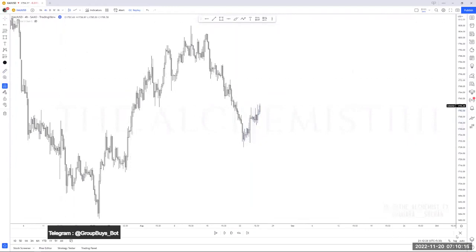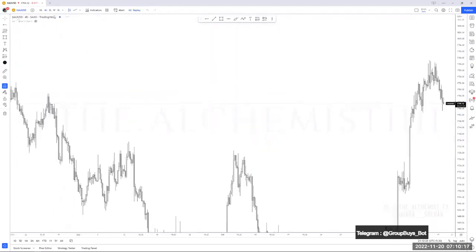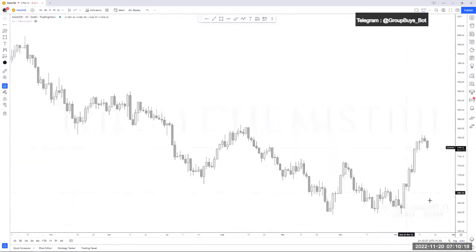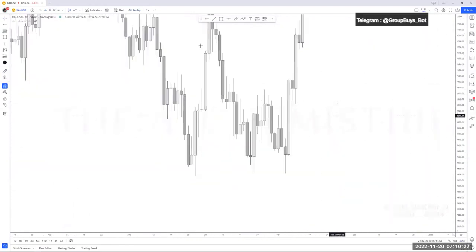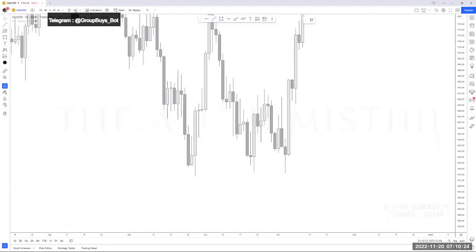Let's see some more. And yeah, we had a recent one in here. Did not come into it. I was lucky because I always factor in my spreads.